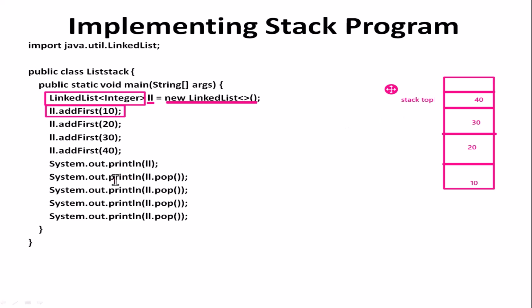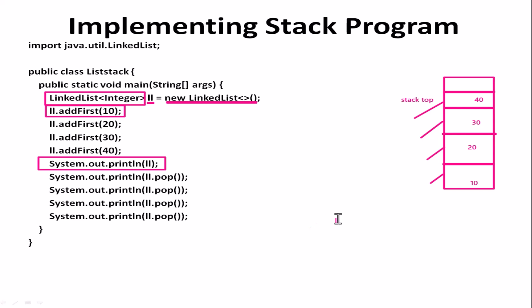Now if you want to print the items, System.out.println will print all the elements inside the stack. Next, if you want to pop out, which one will be popped out? 40 will be popped out first. Next 30 will be popped second. Next 20 will be popped third and 10 will be popped at the next level. So from the top you are going to remove the elements. It means last in, first out.